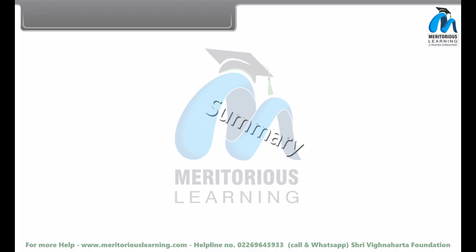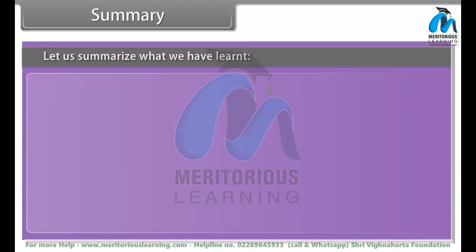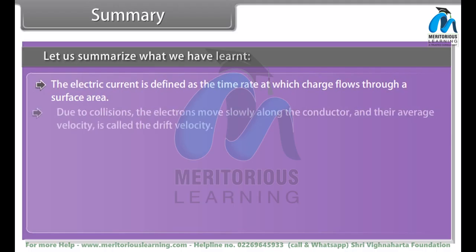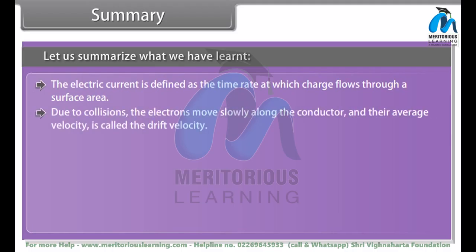Summary. Let us summarize what we have learned. The electric current is defined as the time rate at which charge flows through a surface area. Due to collisions, the electrons move slowly along the conductor and their average velocity is called the drift velocity.